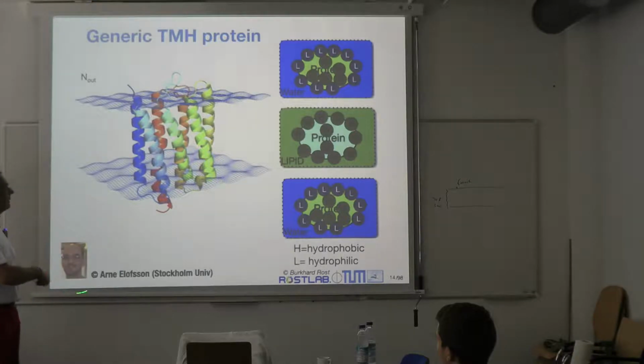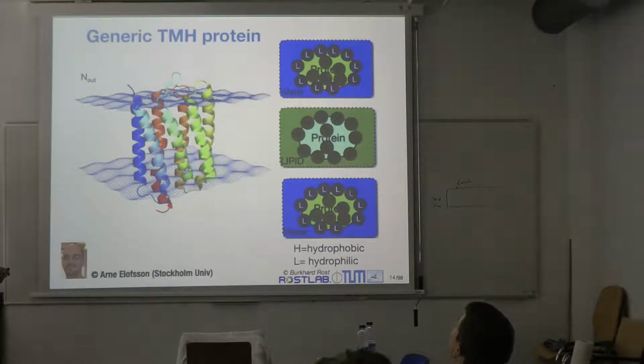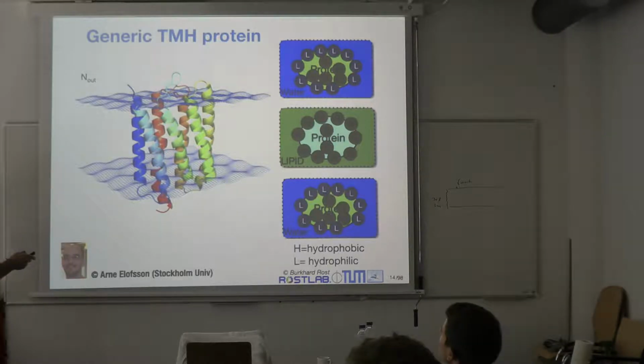from Arne Elofsson. The lipid is indicated by this mesh here. That's the top end of the lipid, the lower end of the lipid by this end. The helices are going essentially perpendicularly through the lipid. So essentially this is a so-called 7TM, 7 transmembrane helices protein, a so-called G-coupled receptor.